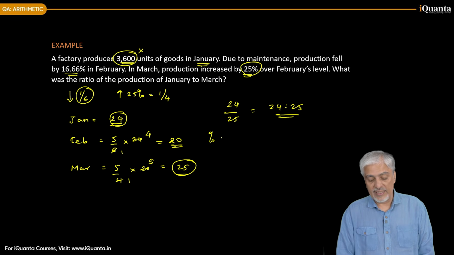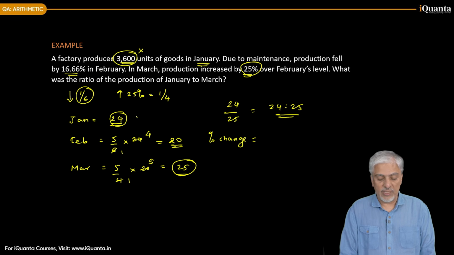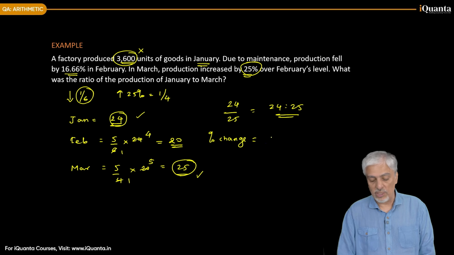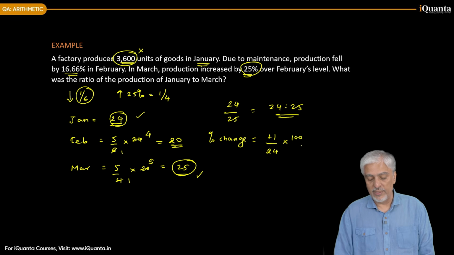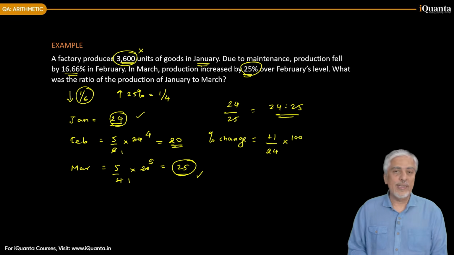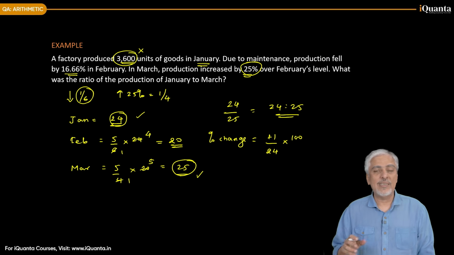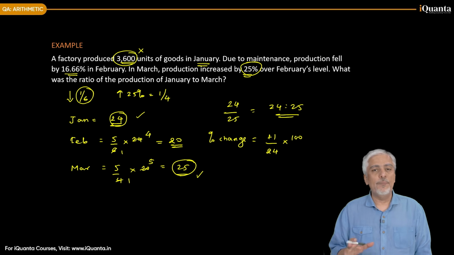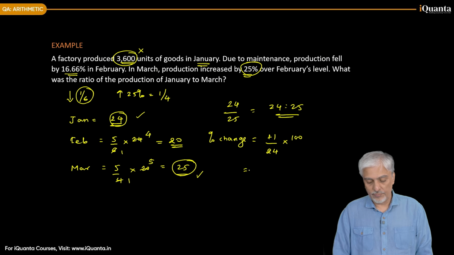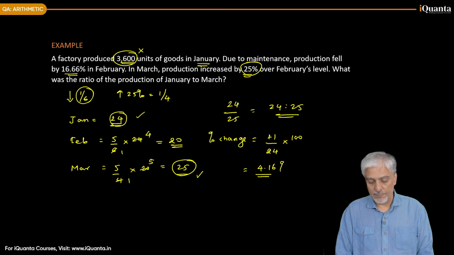What would be percentage change if it was asked for? Change is +1 from 24, it is going to 25. So change is +1 upon original 24 into 100. 100 upon 24, right? It will be slightly more than 4%, approximately 4.16%.